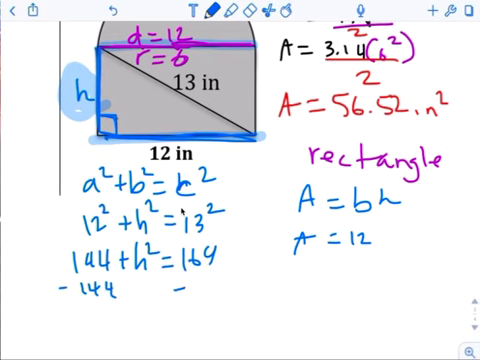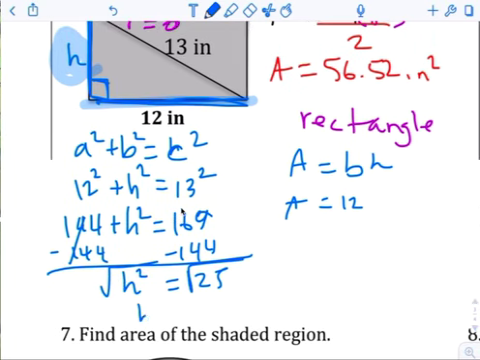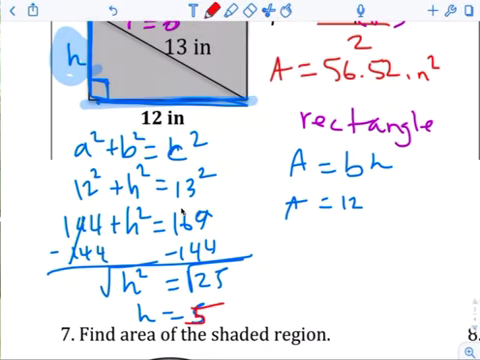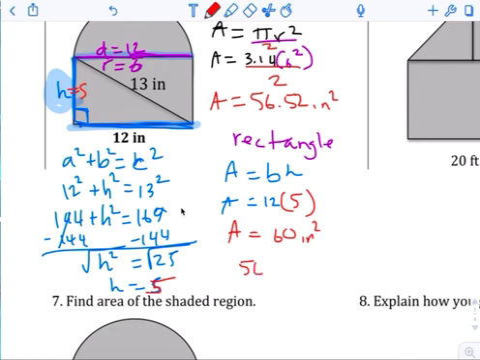Minus 144 to both sides. Get 25. H squared, take the square root of 25. H is 5. So the height is 5 right here. Area of the rectangle then is 60 inches squared. And they're all shaded, you add them together. 56.52, add 60, 116.52 inches.